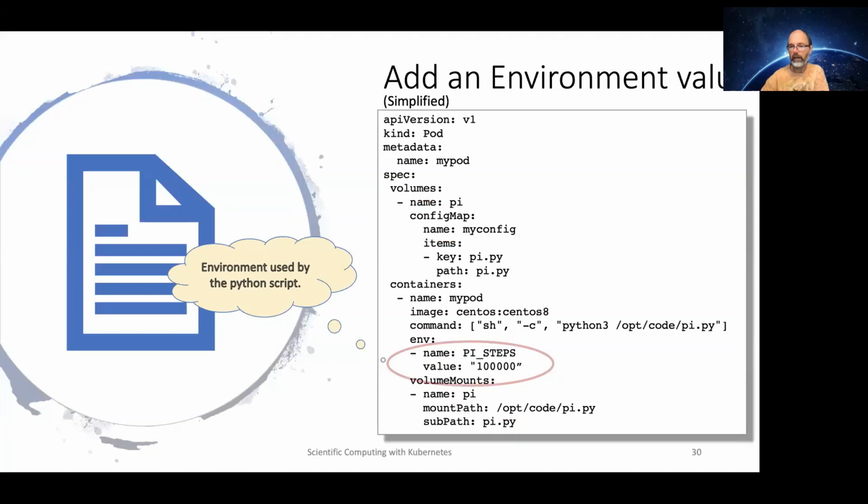Now, assuming that our script wants to be configured and it does that through an environment variable, you can inject that by adding this couple of lines. I said I want to define an environment variable with the name p steps and give it a value of 100,000, and it will appear in the environment variable of this command. How this command uses it is beyond the scope of Kubernetes. Hopefully the code in there is right. You provided it, right?